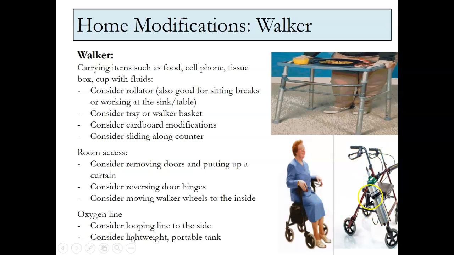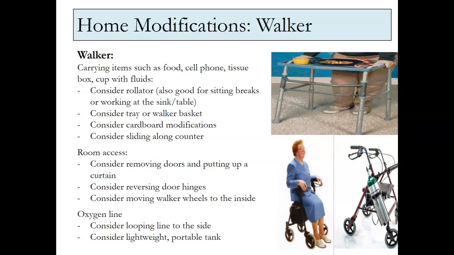A portable oxygen tank can go on there. These walker trays are for if they have an older walker. I've made these out of cardboard and wood. Very simple. Walker baskets you can attach. There are certain things they're always carrying: the food to the TV room, the cell phone, tissue boxes, cups, that sort of thing.